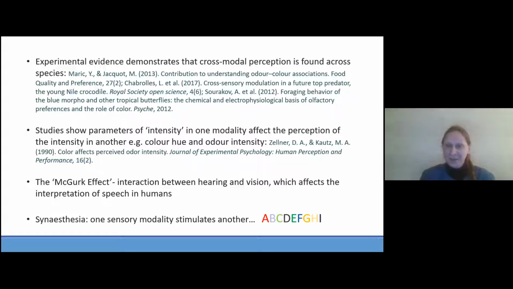There's also synesthesia, where one sensory modality stimulates another. I'm a colour grapheme synesthete, so this at the bottom is how I perceive the alphabet. And it's not learned, it's not associative learning, it's just a naturally, spontaneously occurring phenomenon.